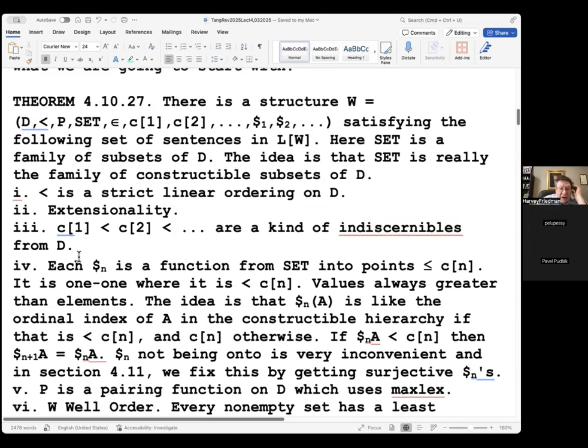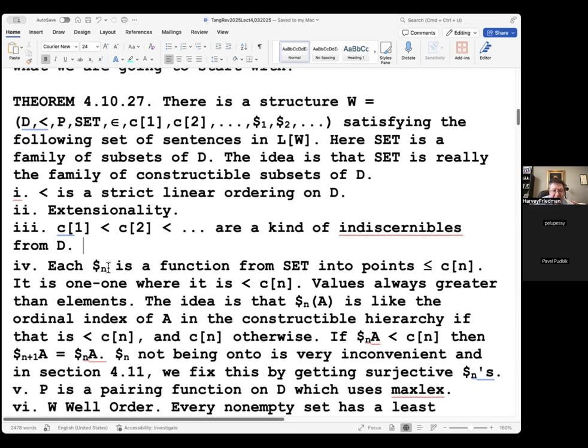Now, the dollar signs are functions from the whole of set into points less than or equal to C of n, and it's 1-1 when it is less than Cn. Now, what's the idea here? The idea is that only a bounded, so to speak, amount of set is going to be less than Cn. So this is almost always C of n, but it's only interesting when it's less than C of n.